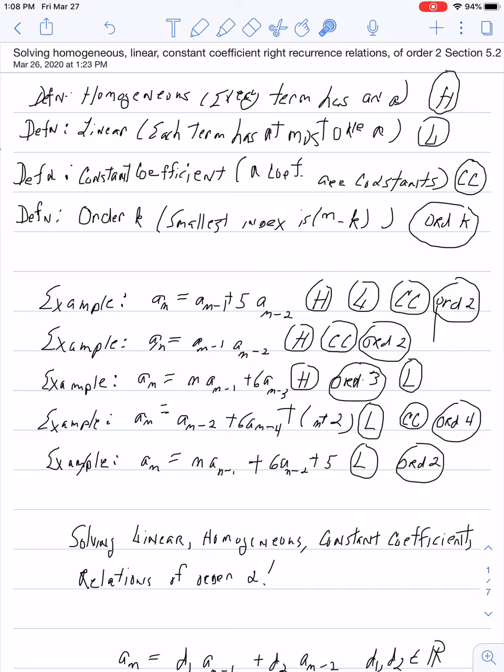All right, so that's what homogeneous, linear, constant coefficient, and order k means. These definitions, in fact, are not in the book, so that's why I put them in here. In the next video, we're going to look at trying to solve a special recurrence relation that fits all of those definitions. So we're going to try to solve linear, homogeneous, constant coefficient recurrence relations of order 2.